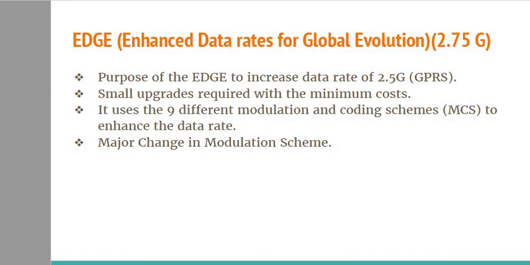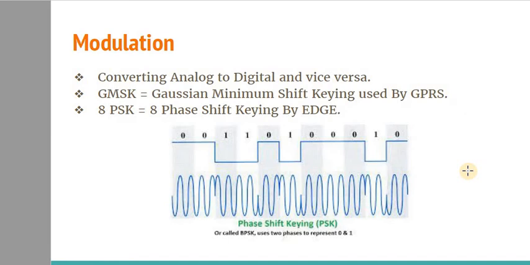So the purpose is to increase the data rates, and only small upgrades are required in order to make the advancement from GPRS to the EDGE system. Unlike GPRS, it uses 9 different modulation and coding schemes. These modulation and coding schemes are abbreviated as MCS, and there is also a major change in the modulation scheme, because GPRS uses GMSK, but EDGE uses phase shift keying. So 8 phase shift keying, 8PSK, is used by EDGE.